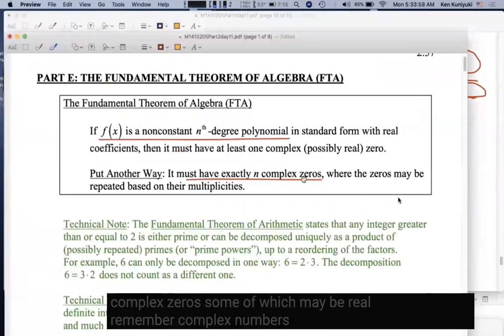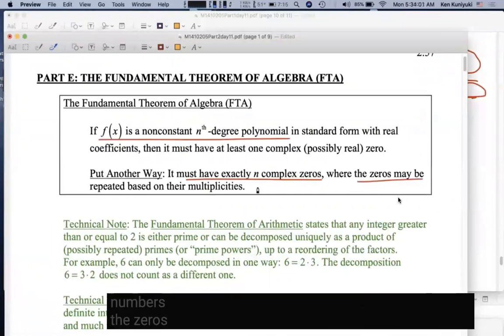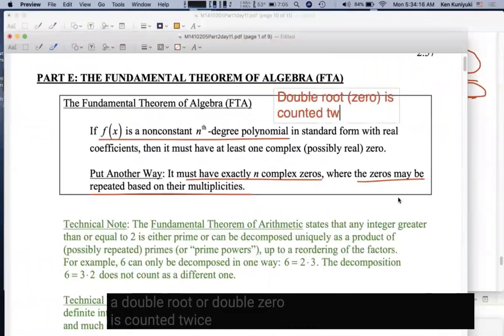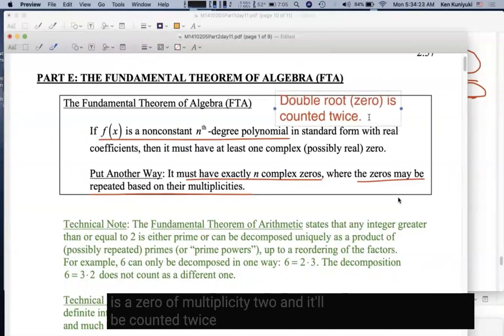Remember, complex numbers include real numbers. The zeros may or may not be real, and the zeros may be repeated based on their multiplicities. So, for example, a double root or double 0 is counted twice. A double root or a double 0 is a 0 of multiplicity 2, and it will be counted twice. A 0 of multiplicity 3 will be counted 3 times, and so forth. So zeros are counted according to their multiplicities.